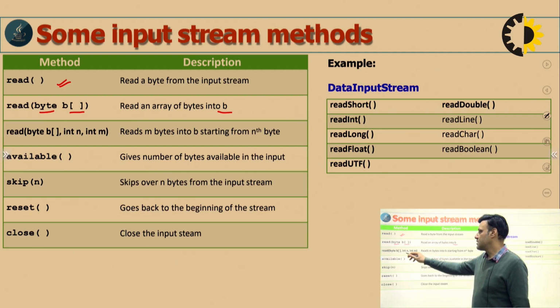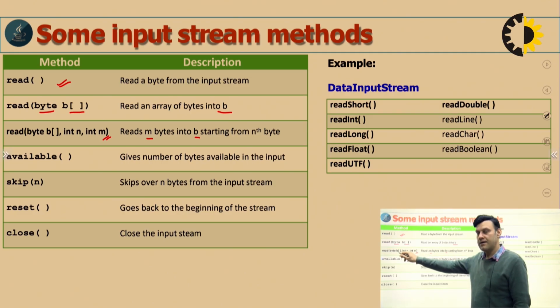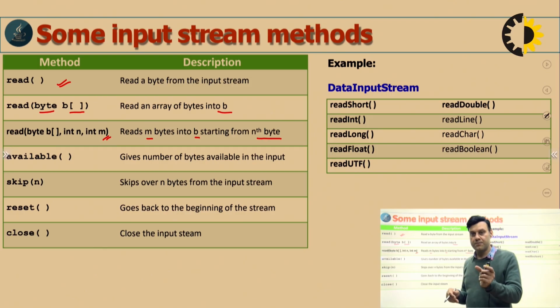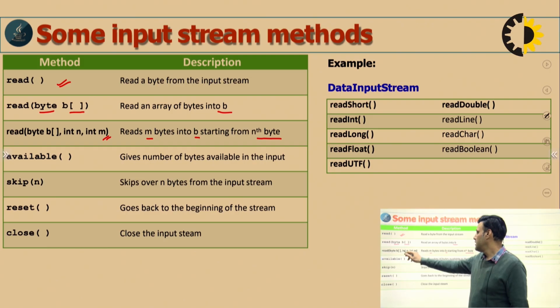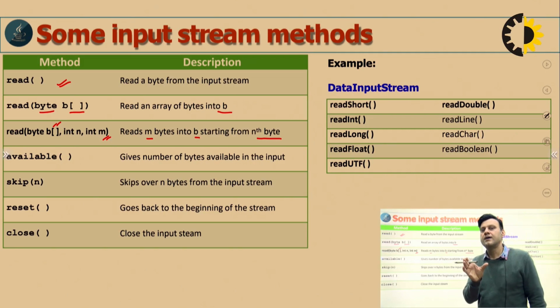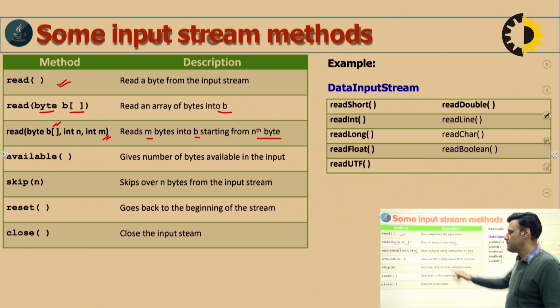What will this third read method do? It will read m bytes into B, read m bytes and put them into an array starting from the nth byte. So from the particular nth byte, it will read some m bytes from the given array, and we will perform operations. For a particular length of a given string, we can read using this third constructor.